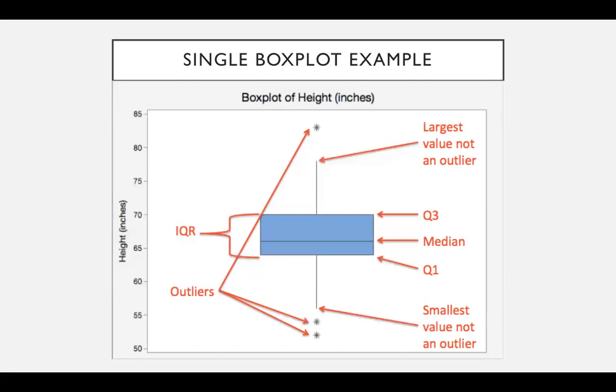And Q1 on the bottom there is the 25th percentile. And then as we go down, you see the smallest value that's not an outlier. And then below those are two asterisks, which are more outliers in the bottom. So you see the box, you can calculate the IQR since we're given Q3 and Q1. If you just subtract Q1 from Q3, you'd be able to get the IQR there.